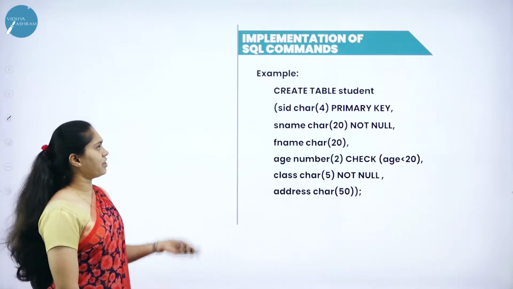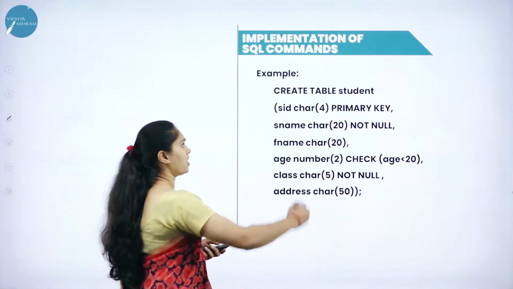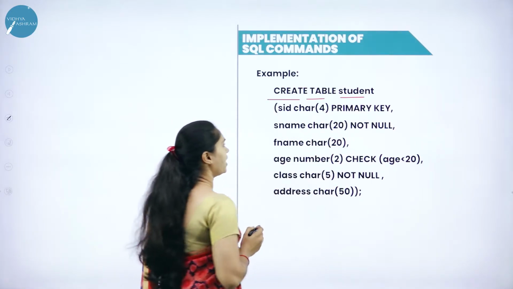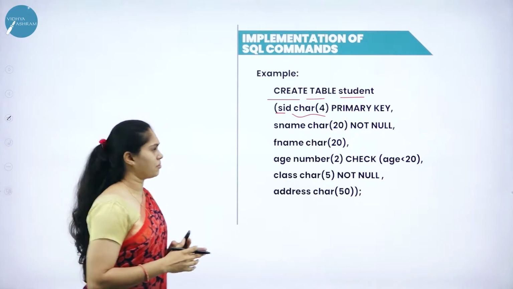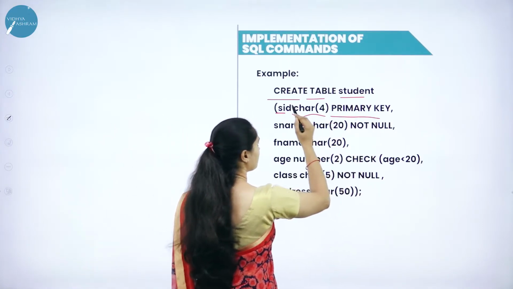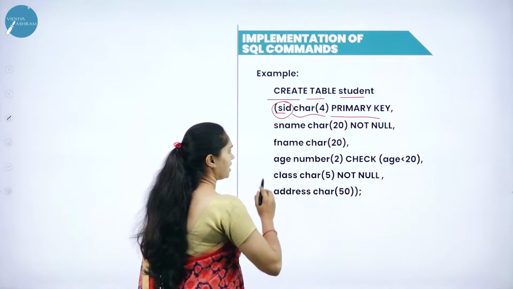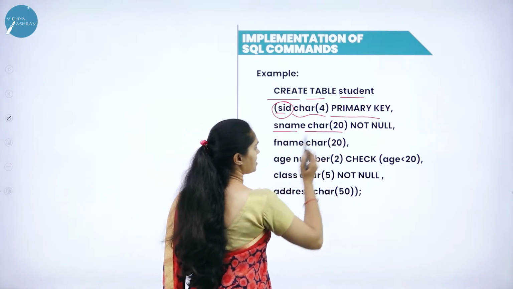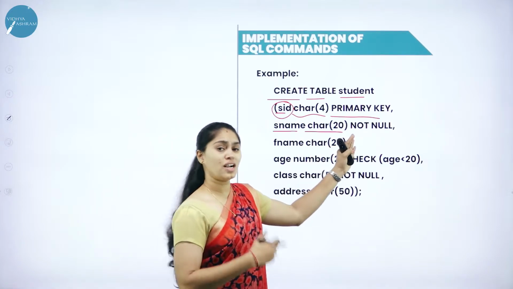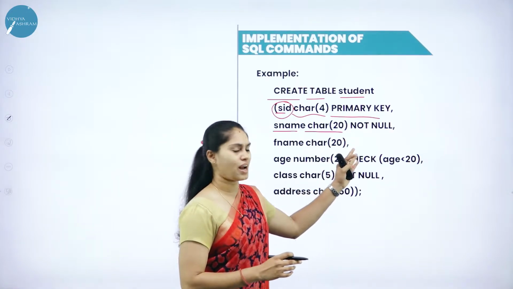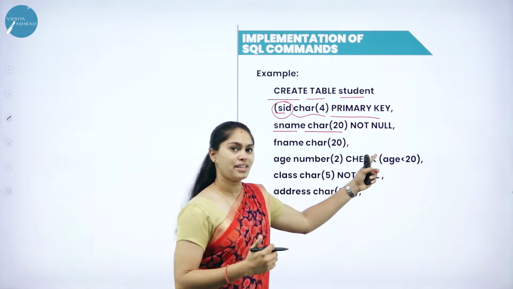So here you can see one of the examples. This is what I have told: create table student, and I have a student ID. For that I am taking a character data type, and I'm making that student ID a primary key, and we have a student name whose data type is char, and it should be not null. That means it should not be null. Okay, we have to give some value. This is one of the constraints, the not null constraint.